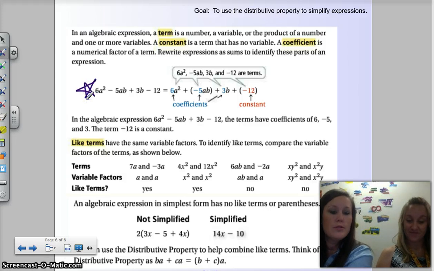So we're going to use the distributive property, and then we're going to combine like terms. Should we do it? I think we're good. It's all here. Let's practice. Okay, let's go to the next page.